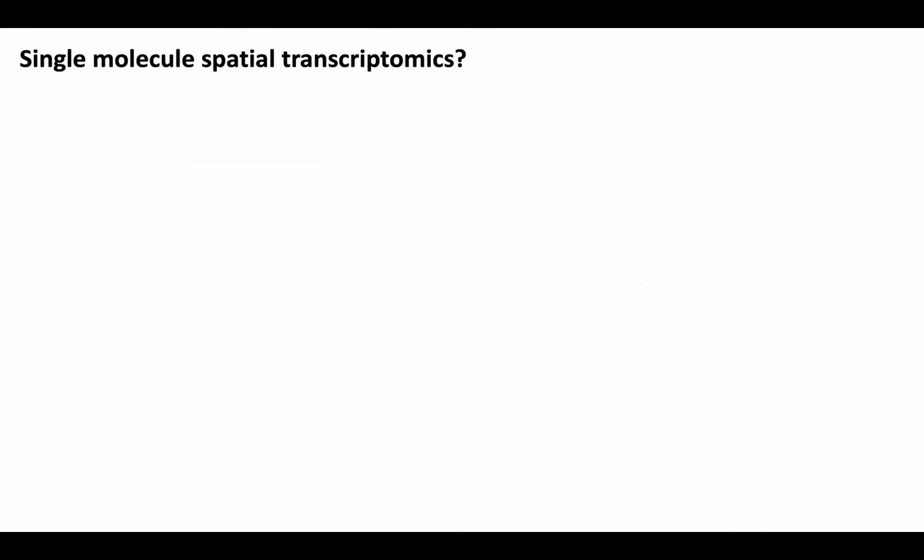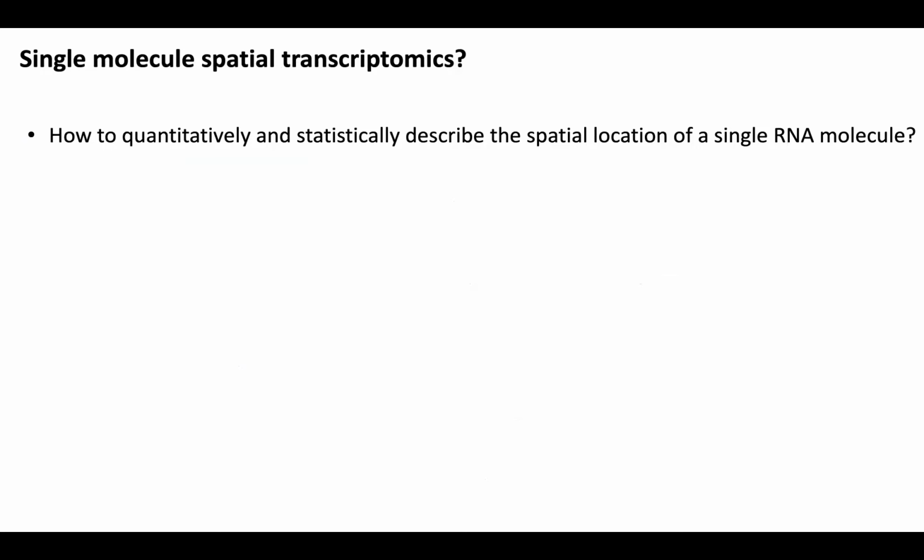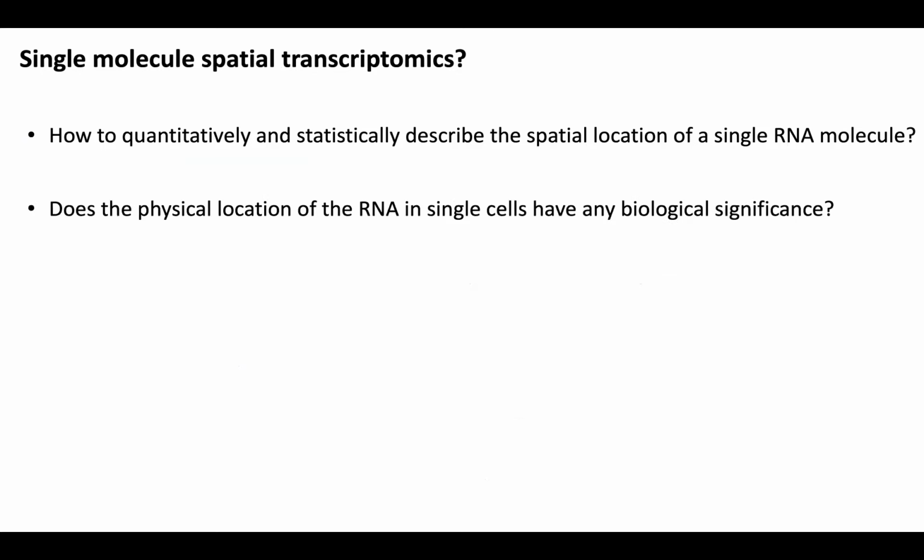So this motivates us to come up with a couple of questions. First of all, if we really want to use these RNA subcellular locations, RNA distribution in the subcellular location, as the metrics for phenotyping, we should come up with some quantitative and statistical approaches that can be used to quantify the spatial location of the RNA molecules. And second, how does the physical location of the RNA in single cells have any biological significance? How is that correlated with cellular function?